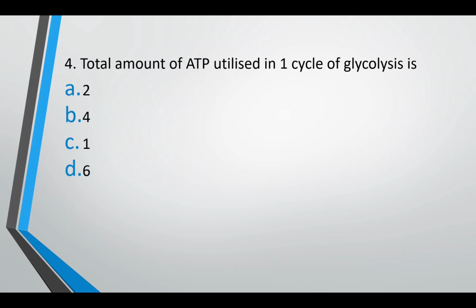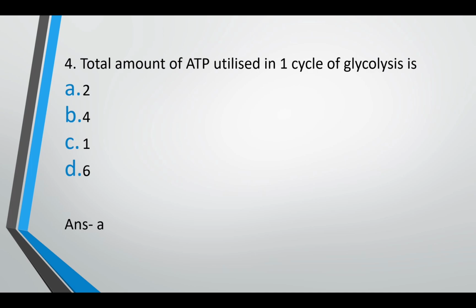Question 4. Total amount of ATP utilized in one cycle of glycolysis is option A 2, option B 4, option C 1, or option D 6. Total amount of ATP utilized in one cycle of glycolysis. What does utilize mean? It gets used up in one cycle of glycolysis. The correct answer is 2 ATPs are utilized in one cycle of glycolysis. So the correct answer is option 1. First ATP gets utilized when glucose gets converted to glucose 6-phosphate, and the second ATP gets utilized when fructose 6-phosphate gets converted to fructose 1,6-bisphosphate.